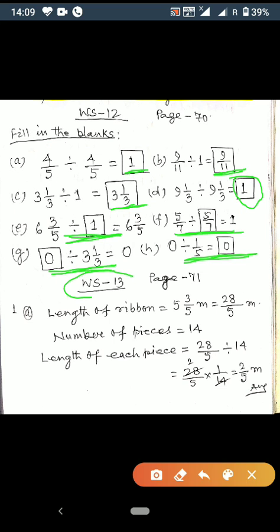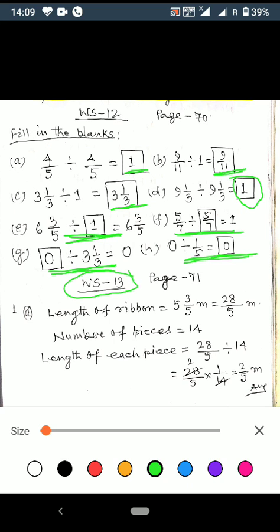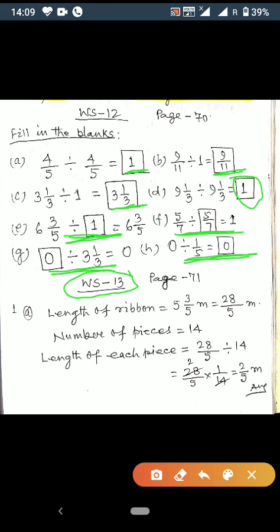Worksheet 13, page 71. Length of ribbon. Page 71, question 1a. A piece of ribbon is 5 whole 3 by 5 meter long. If it is cut into 14 equal pieces, what is the length of each piece?